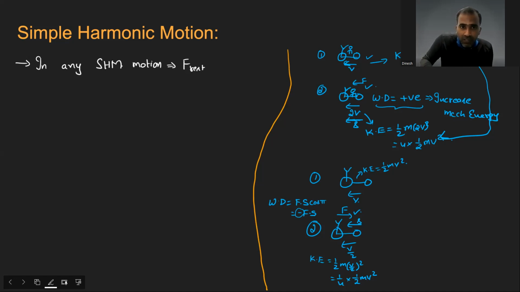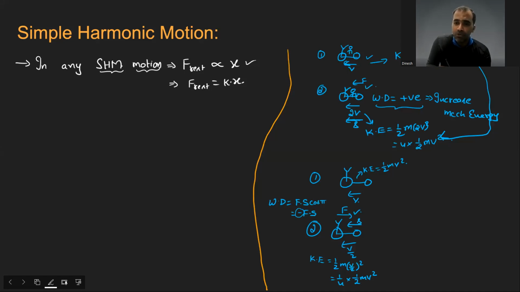So restoring force is proportional to displacement. In any SHM motion, this happens. If it is just oscillatory motion, I can't guarantee this. Only if it is SHM motion can we guarantee this will happen. So which means restoring force is equal to some constant times x. Restoring force and displacement are proportional, so I'm just multiplying with some constant k. If you want, you can use some other letter, but textbooks use k, so we are also using k. But there is one more point here.